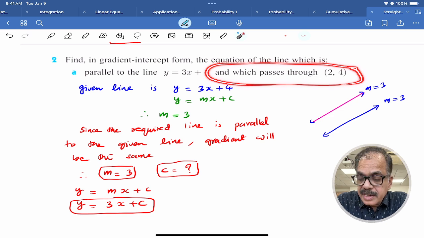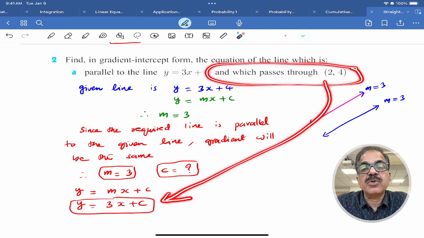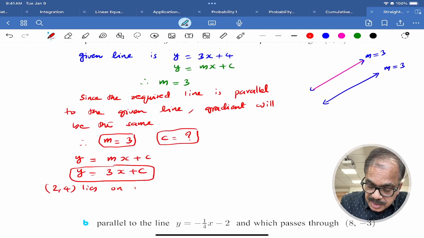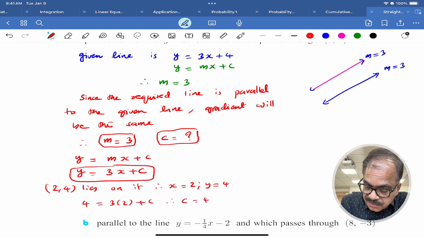They said this line passes through the point (2, 4). So I'm going to put in that information. This line y is equal to 3x plus c passes through the point (2, 4). Therefore, it must satisfy its equation. So I'm going to write that statement here. (2, 4) lies on this line. Therefore, x is equal to 2 and y is equal to 4. So 4 is equal to 3 times 2 plus c. Therefore, c is equal to 4 minus 6, which is negative 2. Therefore, the required equation is y is equal to 3x minus 2.